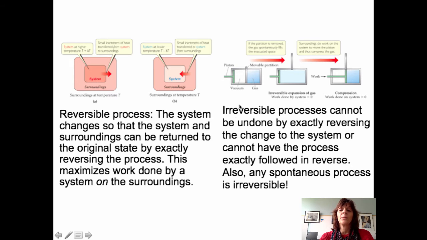But an irreversible process cannot be undone. And so something truly spontaneous is irreversible. So like that gas we talked about, if you take a gas at a certain pressure and allow it to spread out into more volume, you will not be able to get it all back into that one section without inputting work and making it go back.